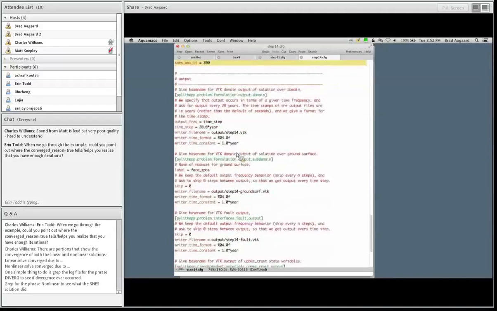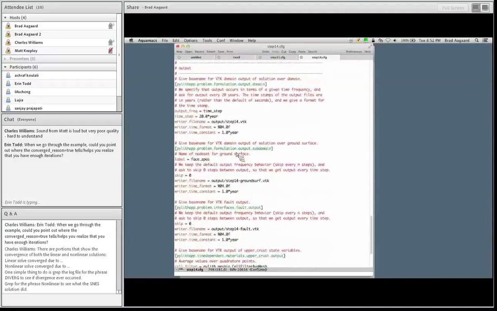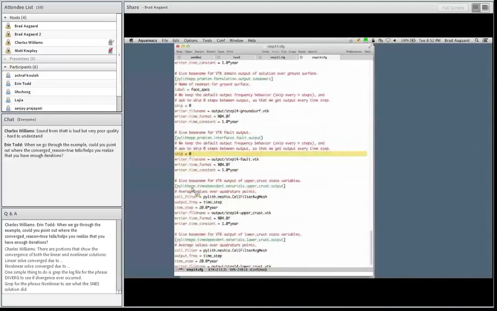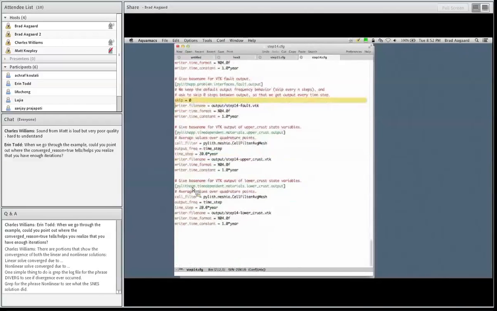And then we have our output. So we're going to output over the domain every 20 years. Remember, we have a 5-year time step for our simulation. Our ground surface, we're going to output every time step. That means skip equals 0. As well as our faults, we'll output every time step. So skip equals 0. We'll do 20 years for our state, for our stress and strain.